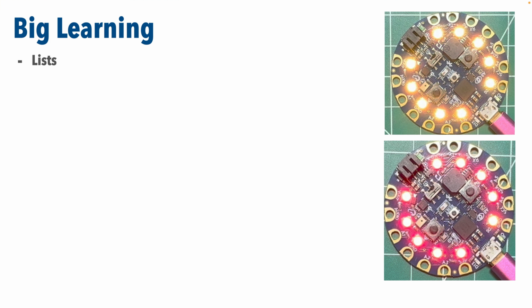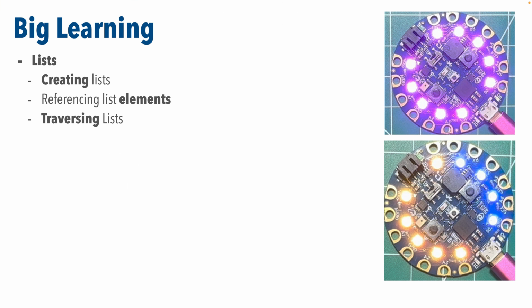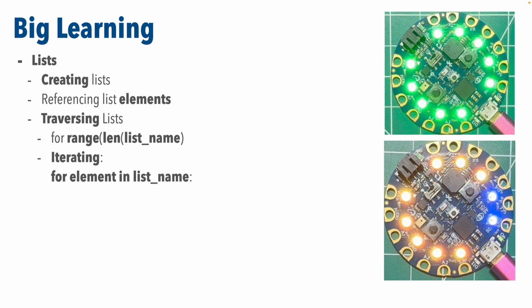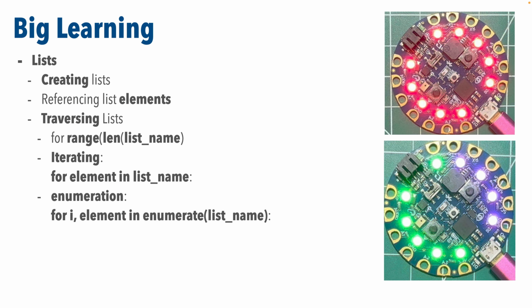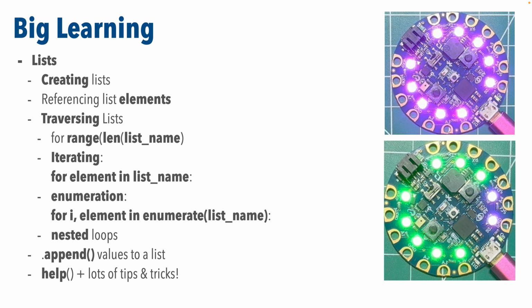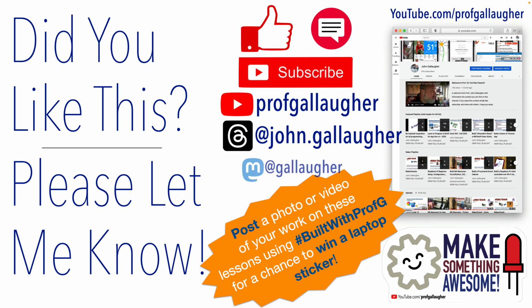We learned all about lists, creating lists, referencing list elements, and we learned many ways to traverse lists, including using a range of the length of a list, iterating through elements of a list, enumeration, which gives us 2 values, an index and an element of a list, and we used nested loops in our challenge. We learned to use the append function to add values to a list, and we learned about the help feature and lots of tricks and tips. But even more importantly, you conquered challenges, Flash the Rainbow and Loop the Rainbow. Your list and light skills are now legendary, use them to make something awesome, and be sure to come back for more big learning.